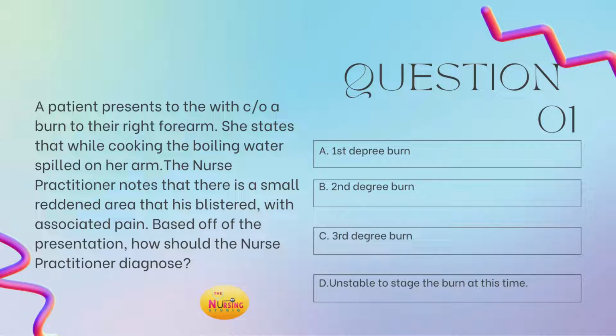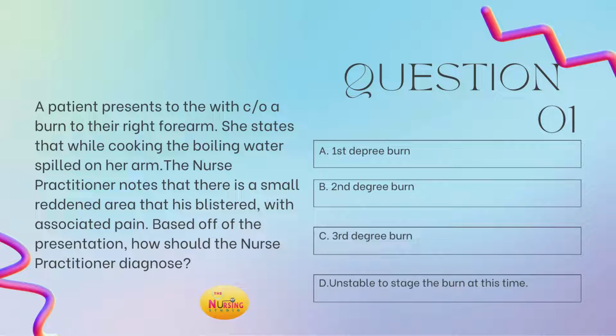So here the patient came in with complaints of a burn to her right forearm, states that while cooking, the boiling water spilled on her arm. The nurse practitioner notes a small reddened area, it has blisters, and there is associated pain. So based off of this description, what diagnosis are you thinking? And your best answer is B, a second degree burn.